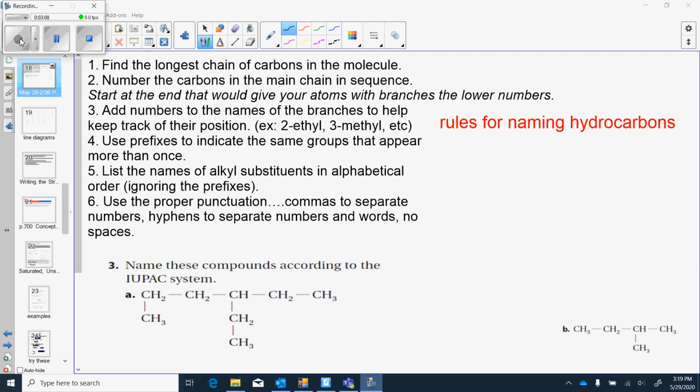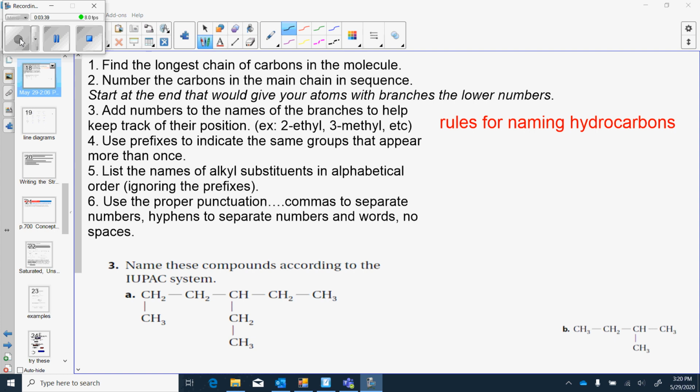Number 3, add numbers to the names of the branches to help keep track of their position. So when we look at a branch, we have to do 2 things. We have to name it, and that's done by indicating how many carbons are in the branch, and we also have to indicate where it is. So what number carbon of the parent chain does that branch attach to. Use prefixes to indicate the same groups that appear more than once. So if we have 2 methyl branches or 3 methyl branches, we tack on a prefix di or tri. Tetra would be for 4.